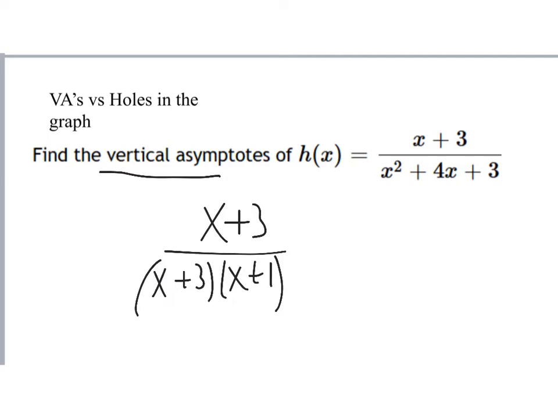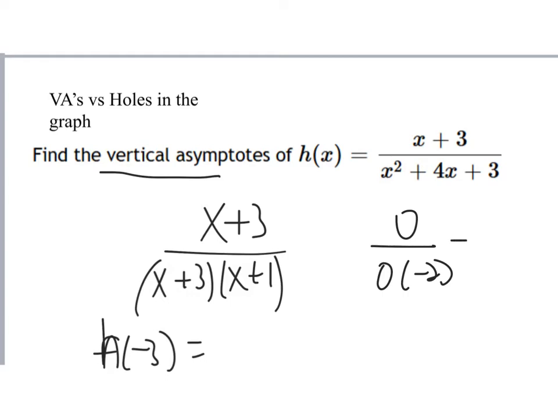If I drop in -3, if I find f of -3 or h of -3 in this case, won't that be 0 over 0 times -2, which is 0 over 0? That's weird because I can't divide by 0, and I know the numerator is 0. Usually you have 0 in just one place. So when you see 0 over 0, or you don't even have to go that far, if you notice there's a common factor in the top and the bottom, that's where there's a hole in the graph, not a vertical asymptote.